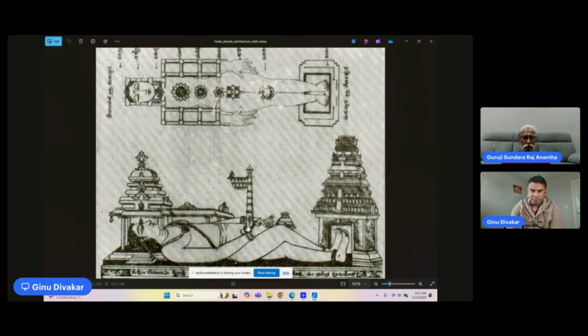Now the Dwajastambha corresponds to our backbone, and the most top part corresponds to our Sahasrara, in a vertical format.